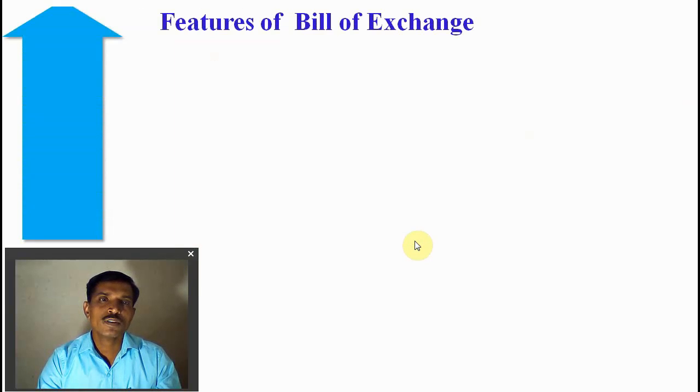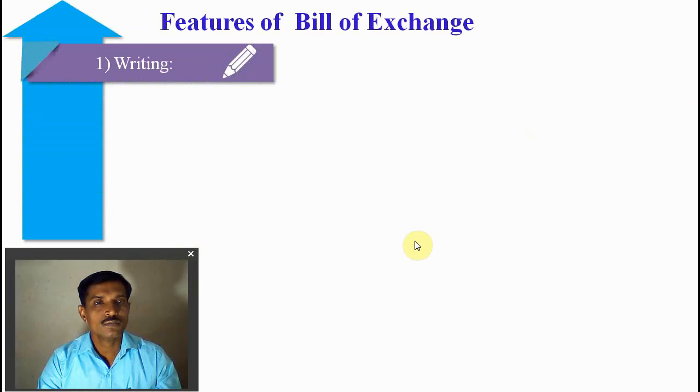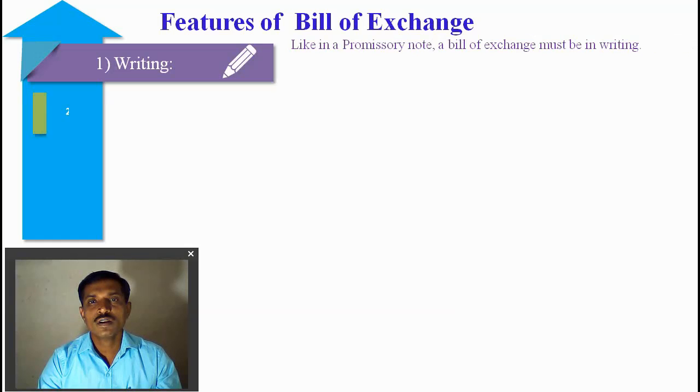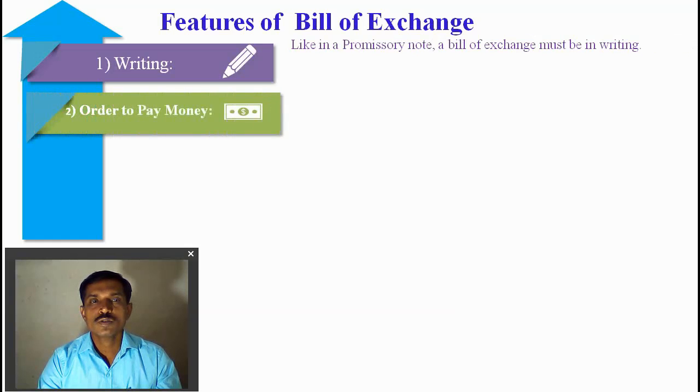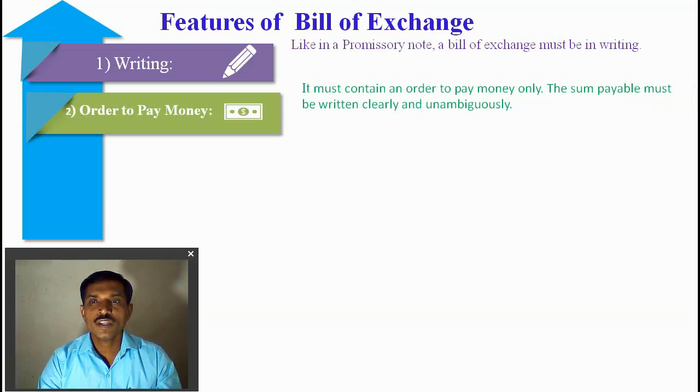Features of the bill of exchange. What are the features mentioned in the bill of exchange? The writing. It is a written document, like the promissory note. So a bill of exchange must be in written form, not oral. Second is the order to pay money. There is an order to pay a certain amount of money. Pay only money and not any other thing, and it must be written clearly, unambiguously. What is the pay? Pay is money, a certain amount of money, not near about 10,000 or above 10,000, but 10,000 only or 25,000 only. The next is unconditional.